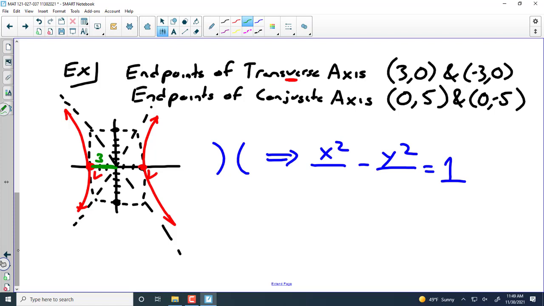That distance right there is 3. That distance right there is 5. Does that help me? Because I went left and right 3. So under here, I put 3 squared. And under here, I put 5 squared. So it's 9 and 25.